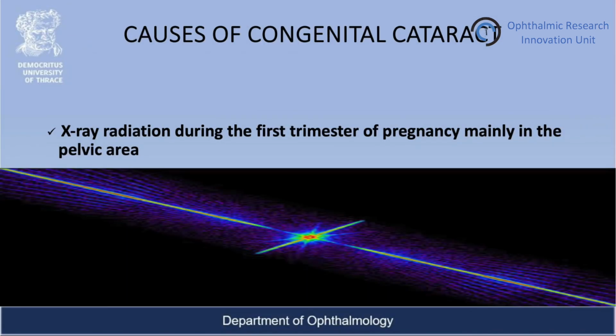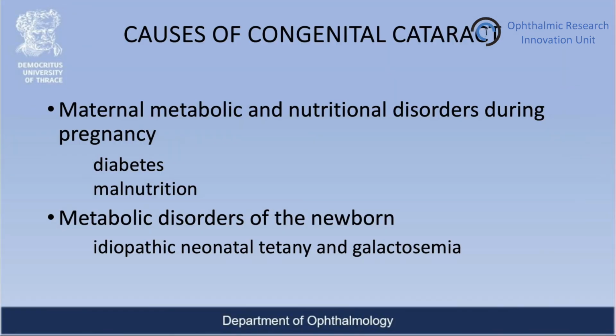X-ray radiation during the first trimester of pregnancy, mainly in the pelvic area, is another potential cause of congenital cataract. Moreover, maternal metabolic and nutritional disorders during pregnancy such as diabetes and malnutrition, as well as metabolic disorders of the newborn in cases of idiopathic neonatal tetany and galactosemia are some other causes of congenital cataract.